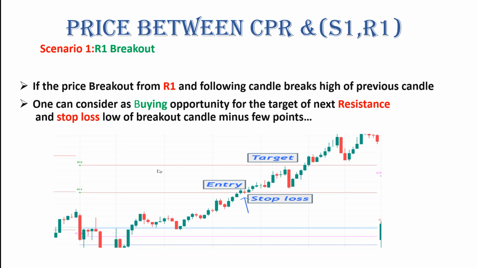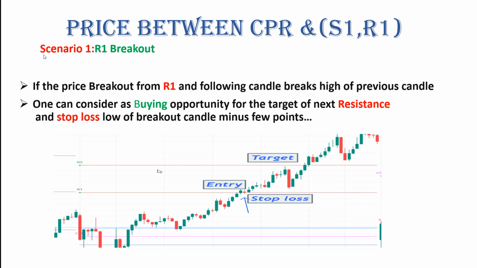Today we are going to learn the CPR, that is if the price is in between the CPR and S1 and R1. So what is called CPR? CPR is the central pivot range and it is a versatile technical indicator usually comprising of three levels. They are the central pivot, the pink line, that is the pivot point; the top central level, that is called the TC; and the bottom central level, that is called the BC.